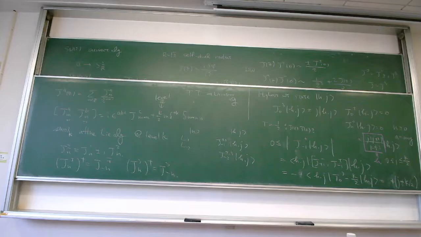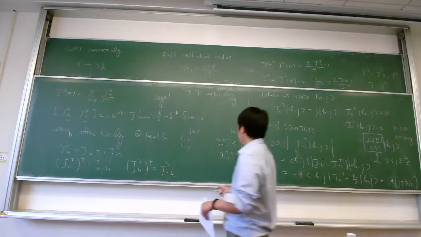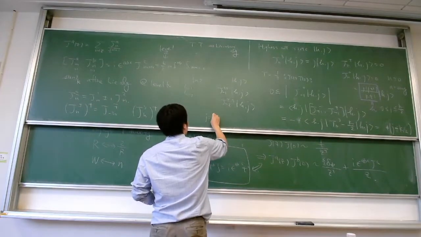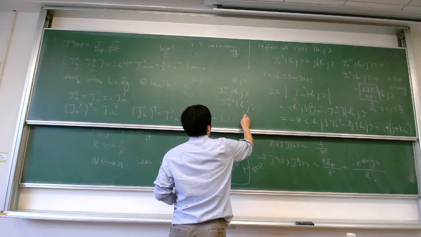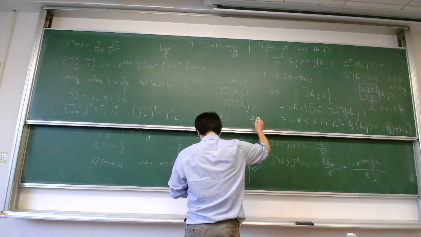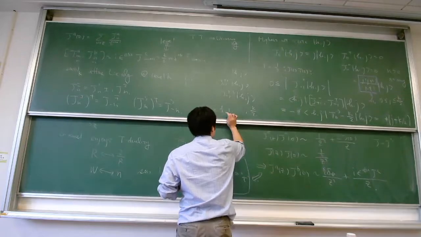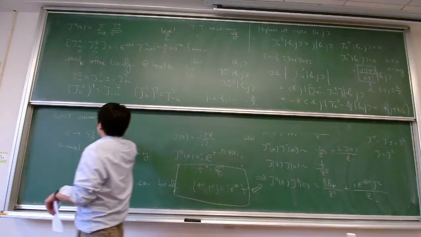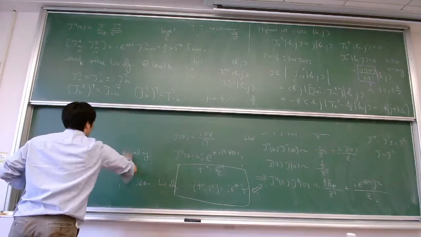And moreover, if you assume k is an integer and j is a spin variable, then j can take the values 0, 1 half, 1, up to k over 2. Oh, sorry, k over 2. Yeah. So this is the value that the spin can take.